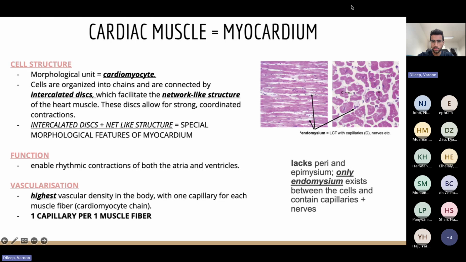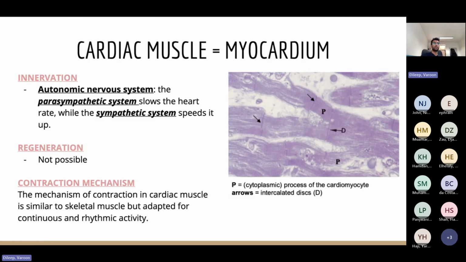Unlike skeletal muscle, which had the epimysium, perimysium, and endomysium, cardiac muscle only has endomysium. As you can see, these white spaces represent the endomysium, which is nothing but loose connective tissue, capillaries, and nerves. This is the longitudinal section where you can see these cardiomyocytes, and these white spaces represent the endomysium, and here also. The structures with large diameters are cardiomyocytes, and the small ones here are capillaries.